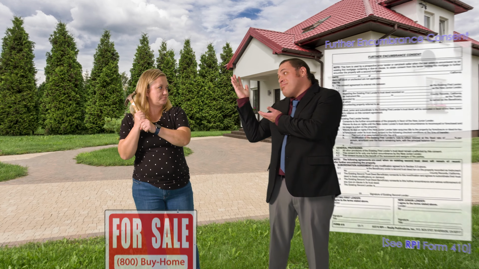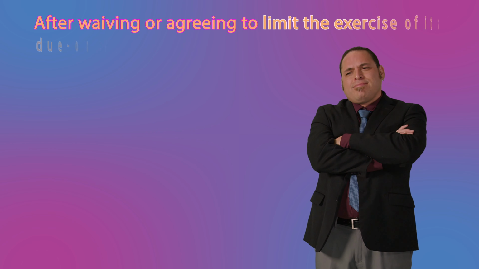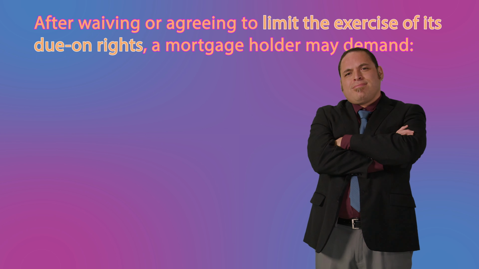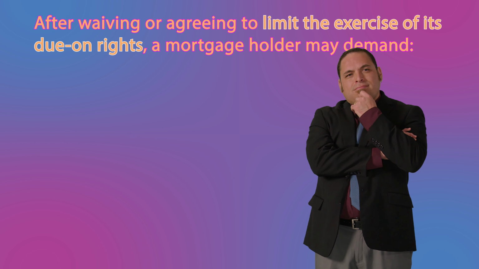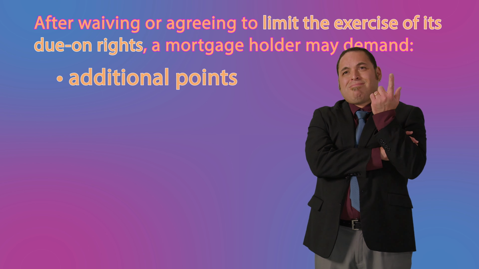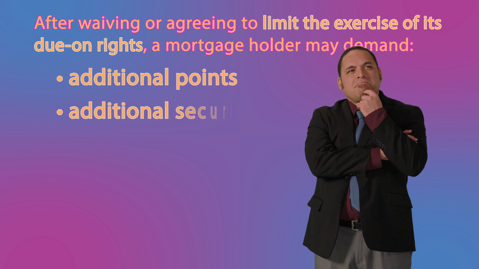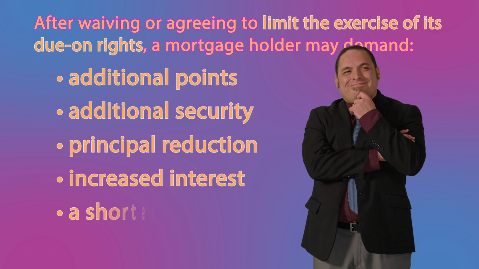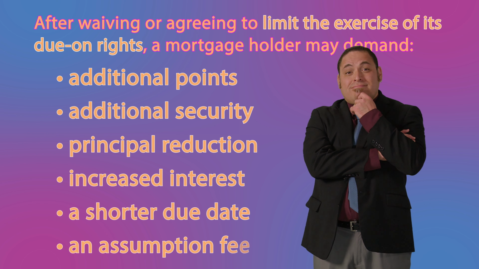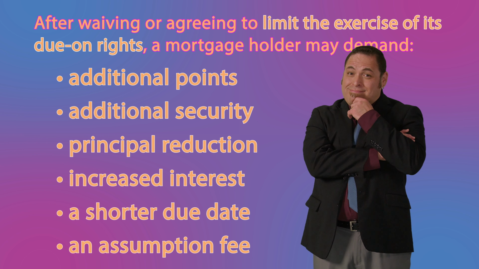Think of it this way. Waiver agreements are trade-offs. In return for waiving or agreeing to limit the exercise of its due-on rights in the future, the mortgage holder may demand valuable consideration, such as additional points, like an origination, additional security, principal reduction, increased interest, a shorter due date, and an assumption fee. How does this play out in actual practice?